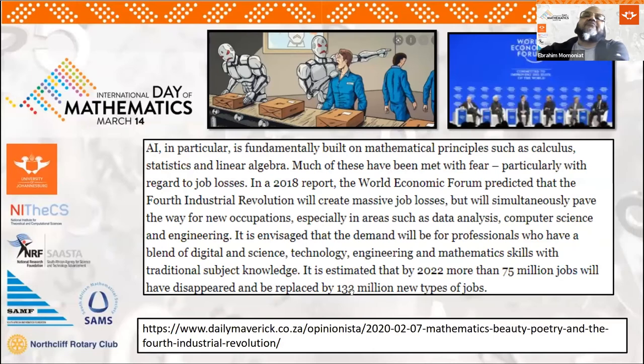Okay. AI in particular, the World Economic Forum, they meet once a year in Davos. The importance of AI computing has become a much bigger issue than it was before. By 2022, 75 million jobs will have disappeared and replaced by 133 million new jobs. These new jobs are all based in AI, machine learning, computing, problem solving, environmental sciences, all of that. These are the new jobs. So by freeing up workers, it creates the space for us to work on other things.